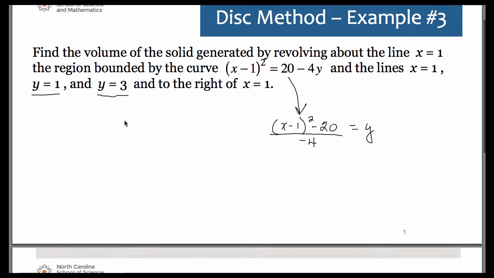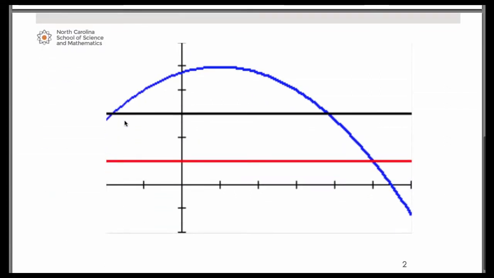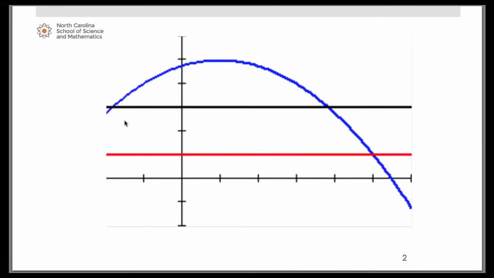So when you get that set up, and I admit I did change my window a little bit, hopefully you have something that looks like this. The blue curve is the quadratic, and you can see in red the line y equals 1, and in black the line y equals 3.